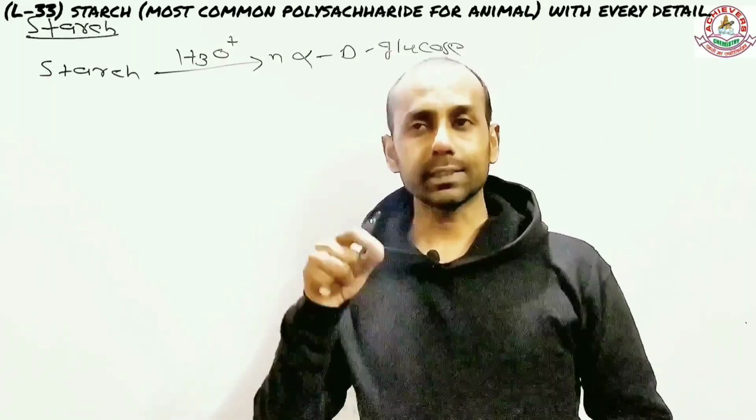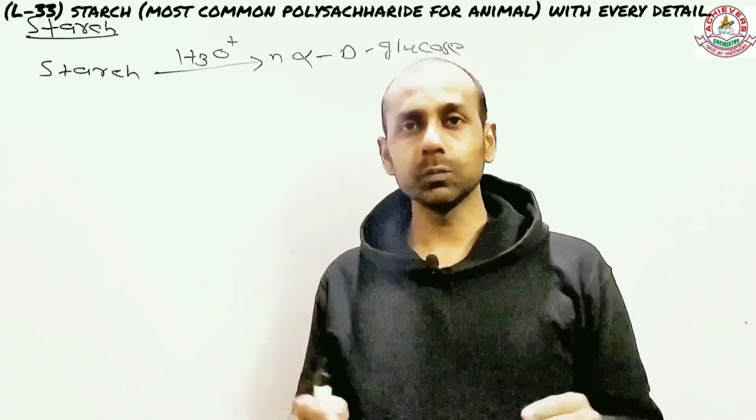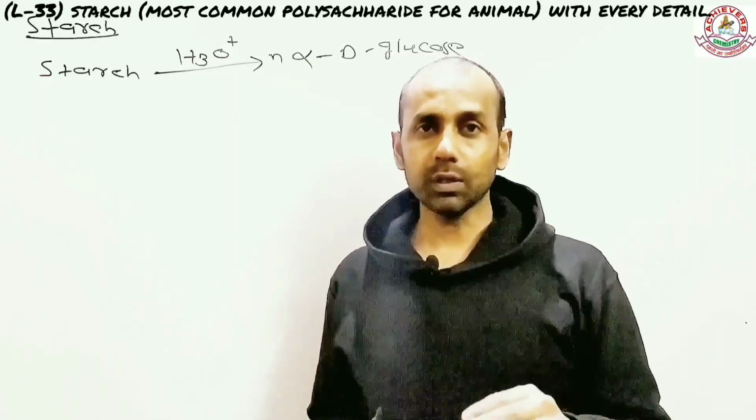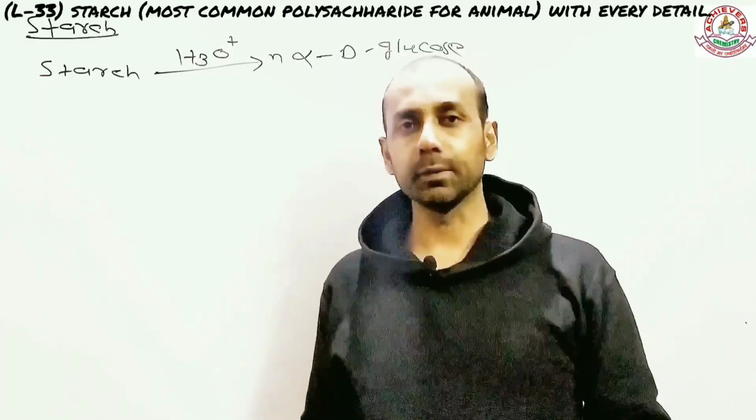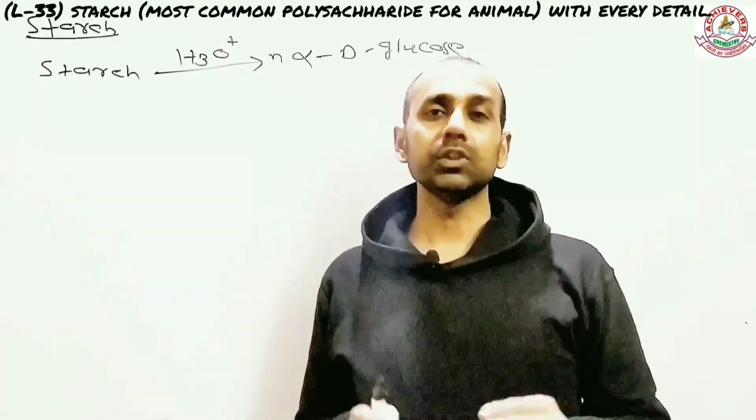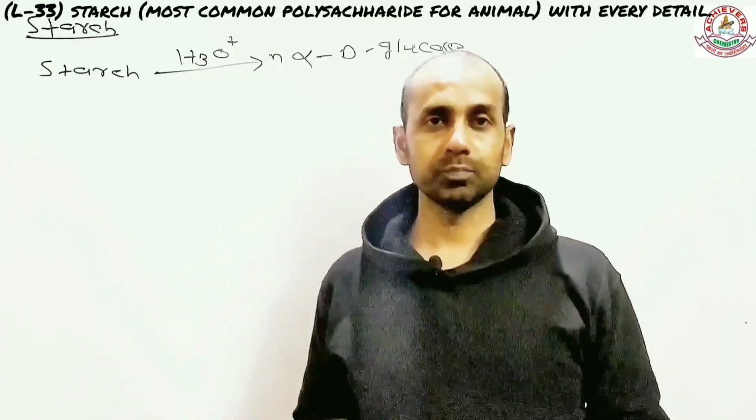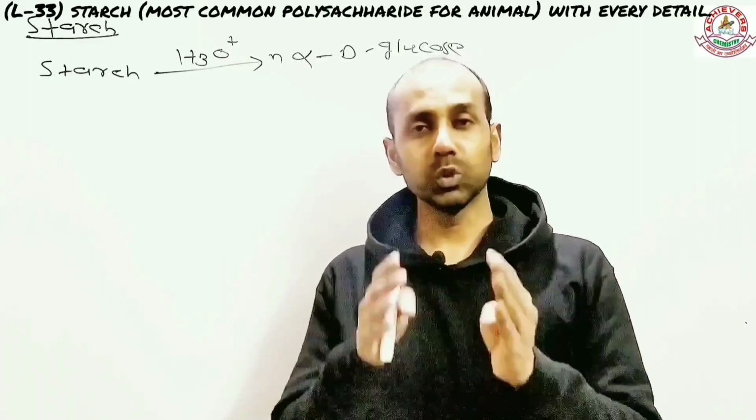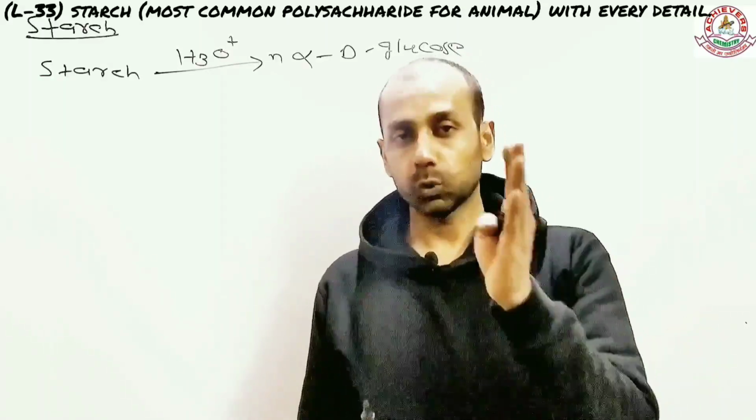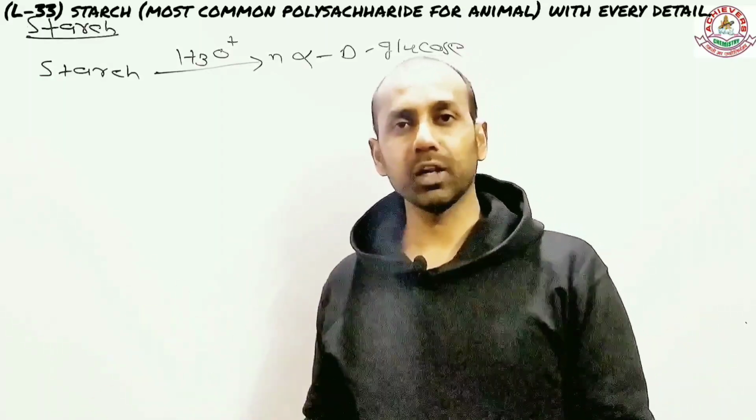Let me repeat. A starch molecule is divided into two units. One is called amylose, the other is called amylopectin. But both of these units are again nothing but polymers of alpha D glucose. So we need to understand these two units: one is amylose, the other is amylopectin.